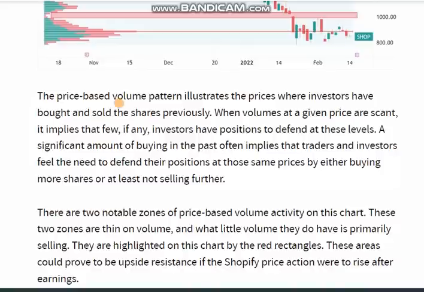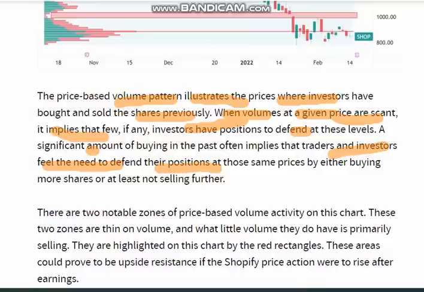The price-based volume patterns illustrate the prices where investors have bought and sold the shares previously. When volumes at a given price are scant, it implies that few, if any, investors have positions to defend at these levels. A significant amount of buying in the past often implies that the traders and the investors feel the need to defend their positions at those same prices by either buying more shares or at least not selling further.